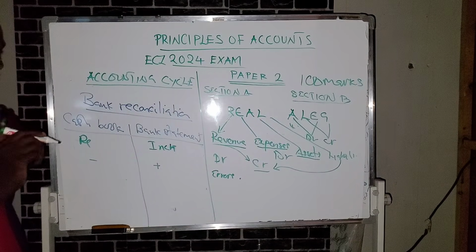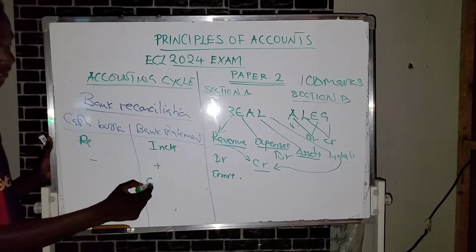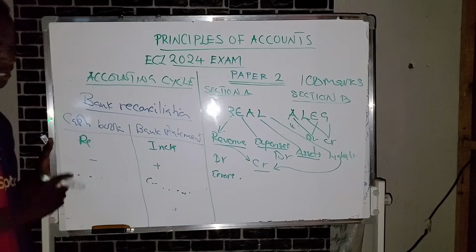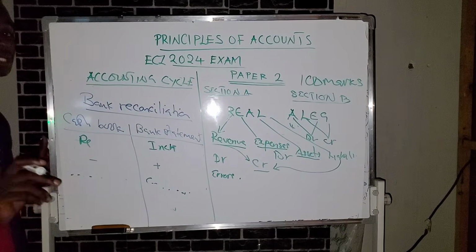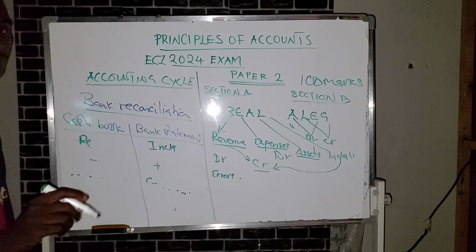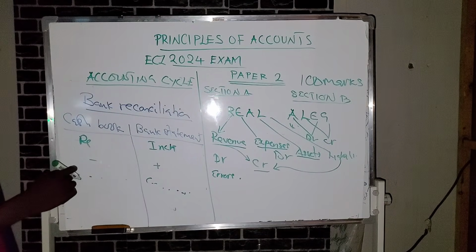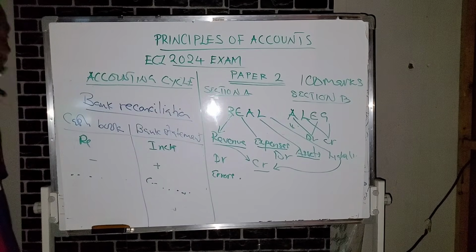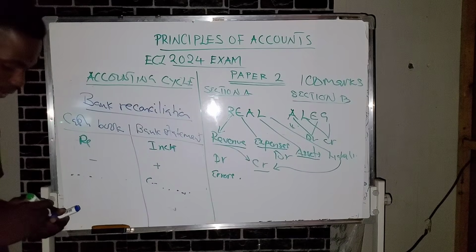The other one, sometimes bank charges. Yes, bank charges, they may reduce money here. They just deduct, but in the cash book it will not reflect. These are some of the situations where we prepare the bank reconciliation, dishonored checks, to mention but a few. Now, how you prepare the bank reconciliation, I believe you know, because you may find it there.